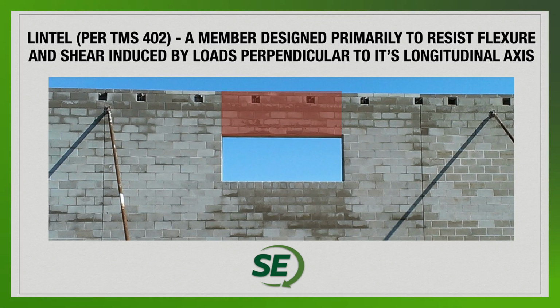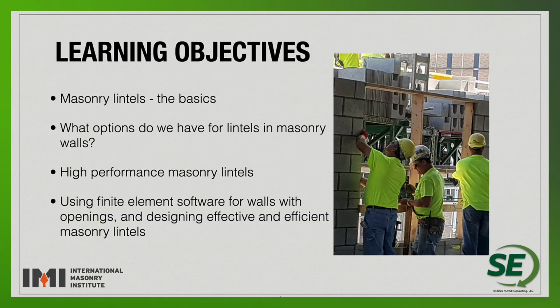So in this session, covering masonry lintels, we're going to be looking at what's in the TMS code. TMS 402 essentially defines it as a member designed primarily to resist flexure and shear induced by loads perpendicular to its longitudinal axis. So what does that mean?